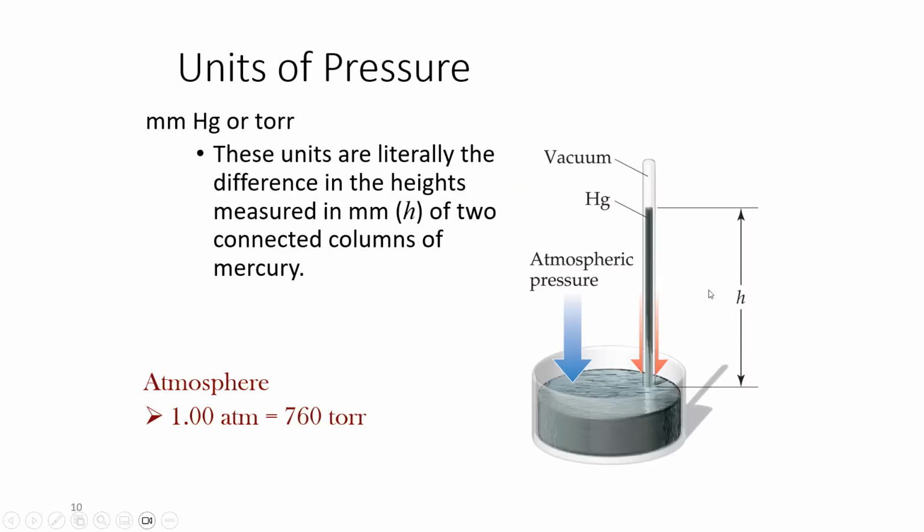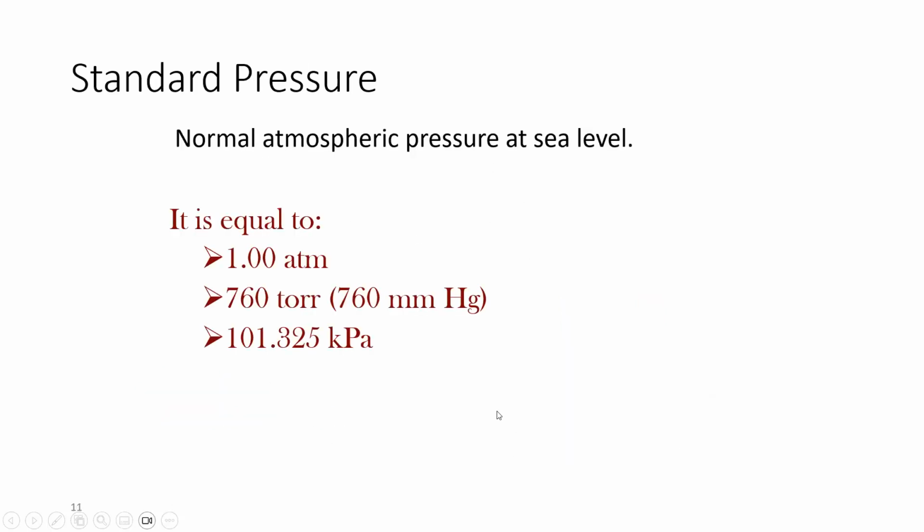So what we can do is just measure the height of this column of mercury. That's why we often simply refer to it as millimeters of mercury. We're just measuring the number of millimeters that the mercury goes up into the tube. So the higher the number, the more pressure there is, because the higher that mercury was pushed. And it makes it a little bit easy, because 1 millimeter of mercury is equal to 1 torr. So 1 atmosphere is equal to 760 torr, which is equal to 760 millimeters of mercury.